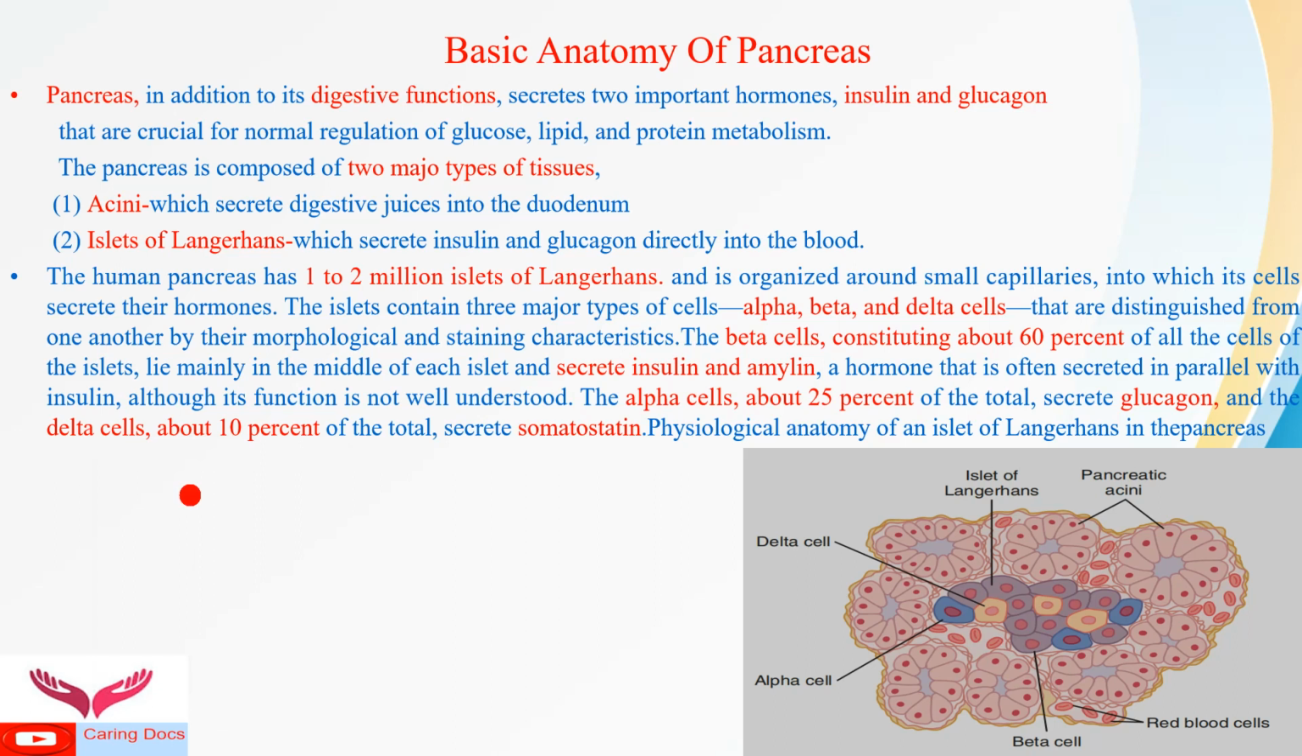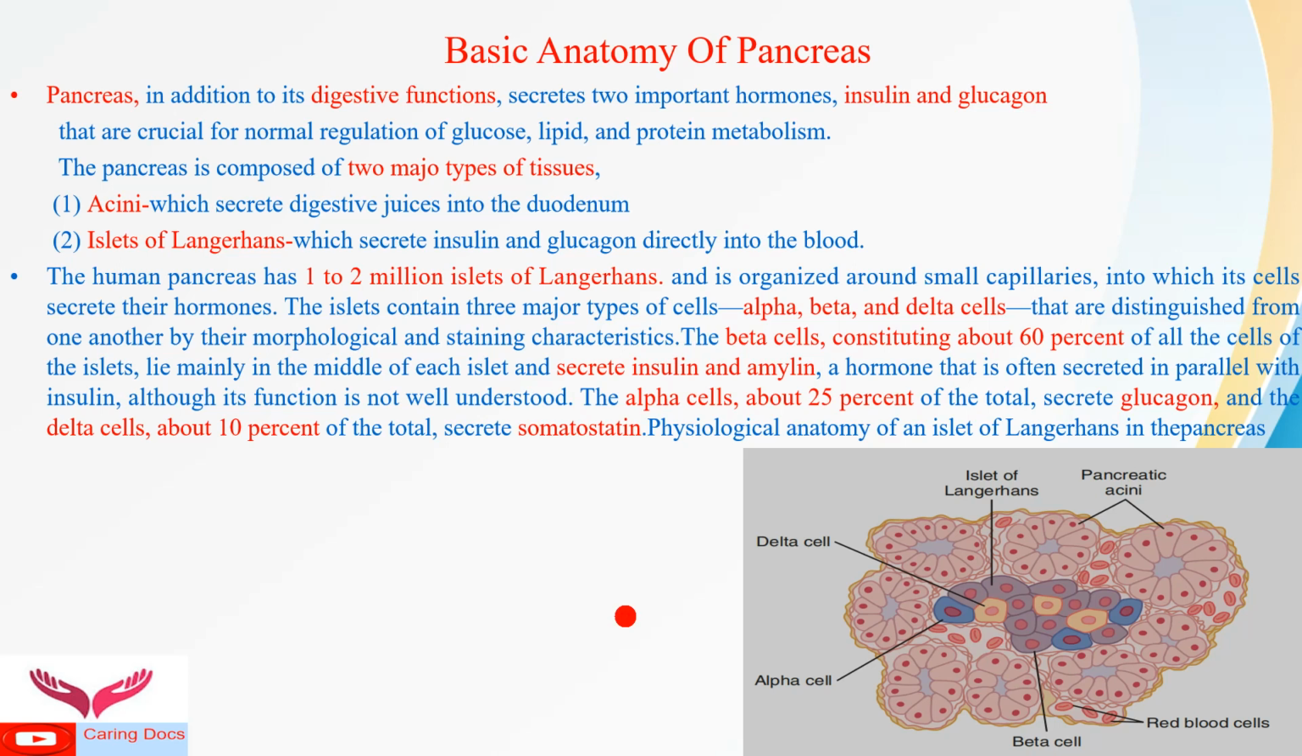The pancreas has two types of cells, the acini and the islets of Langerhans. These are the acini cells and these are the islets of Langerhans cells. Acini secrete digestive juices which go into the duodenum, and the islets of Langerhans secrete insulin and glucagon which directly go into the bloodstream.